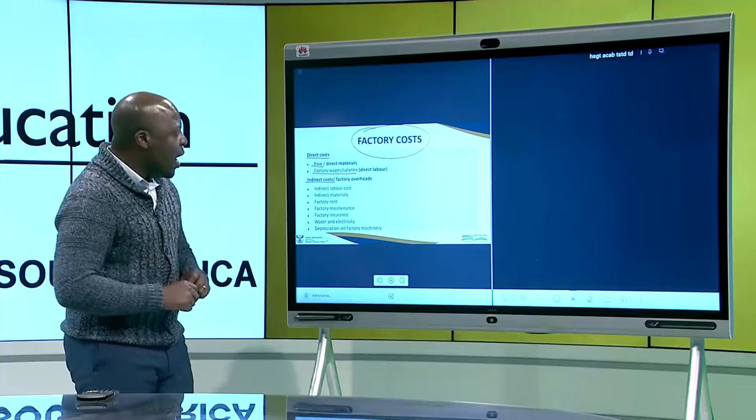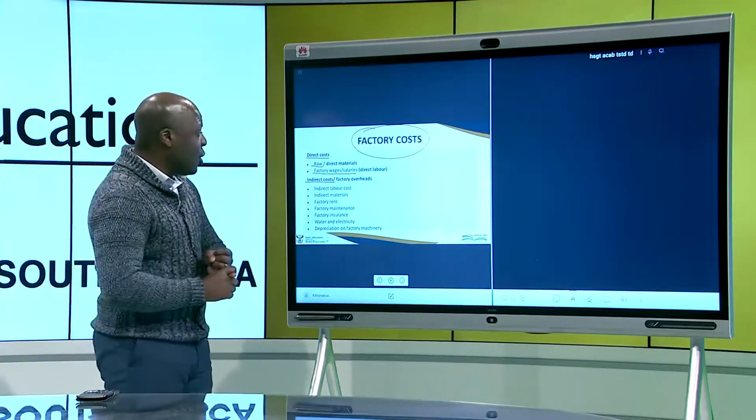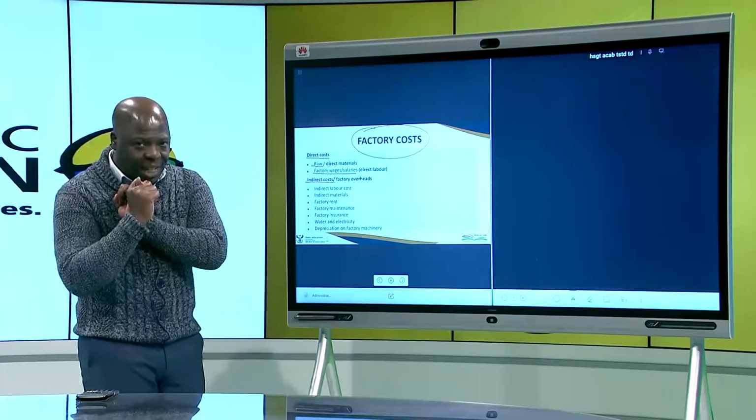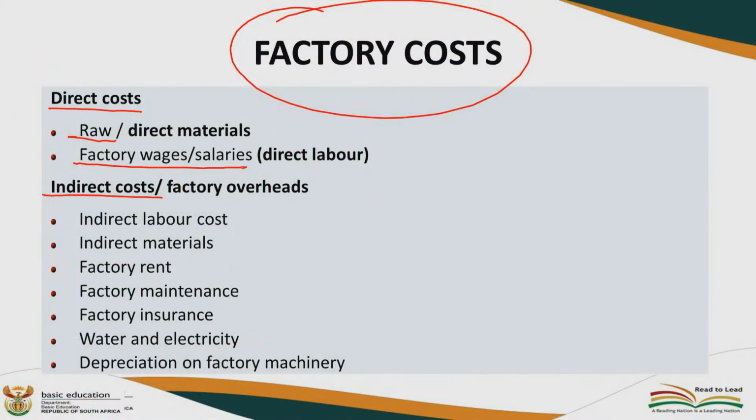All right? So we have two direct costs. Number one, remember, boys and girls, it is your raw materials or your direct materials. Number two, we have our factory wages. These constitute what we call direct costs. Brilliant. I want us now to come to what we call indirect costs. Already you can tell from the name. These are costs which cannot be easily traced in the unit of production.